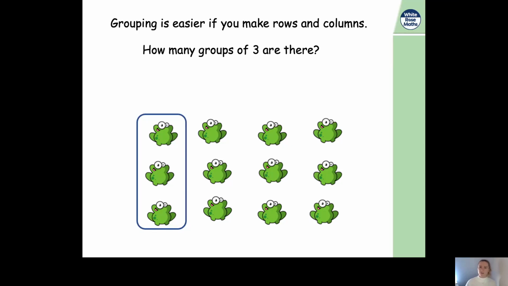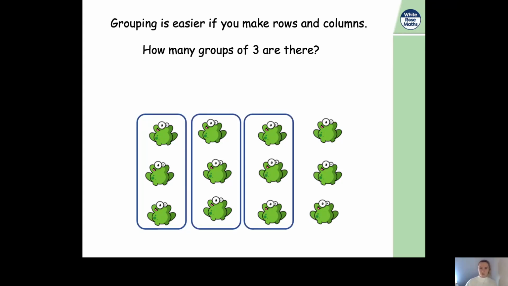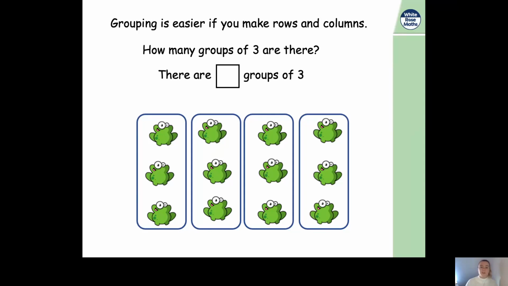So there's our first group and we've got 3 frogs in there. So let's make more groups of 3 frogs. There we go. Now, how many groups have we made? Because they've all got 3 frogs in them. That's what they asked. So how many groups have we made? Yes, we have made 4 groups. There are 4 groups of 3. 1, 2, 3, 4, because we used our 4 columns and there are 3 frogs in each column.